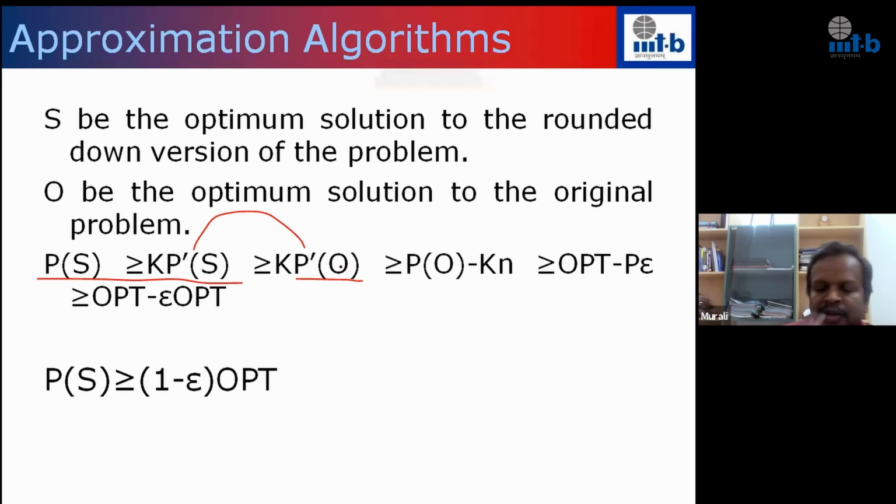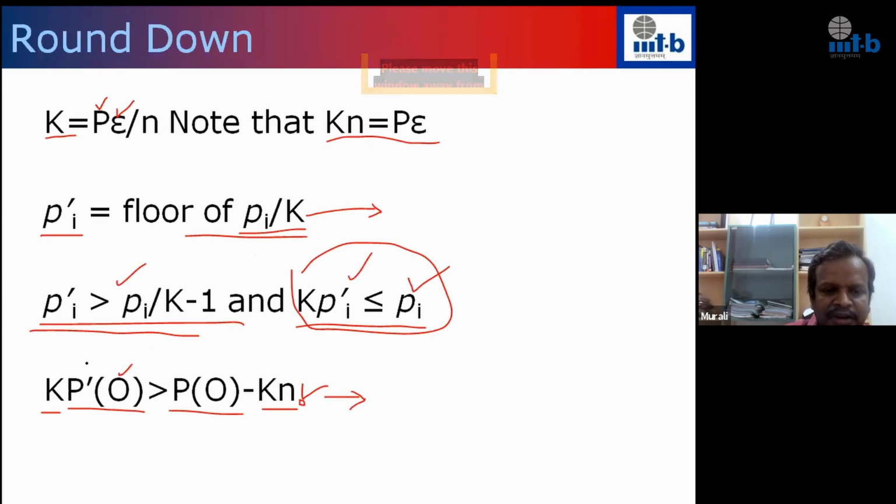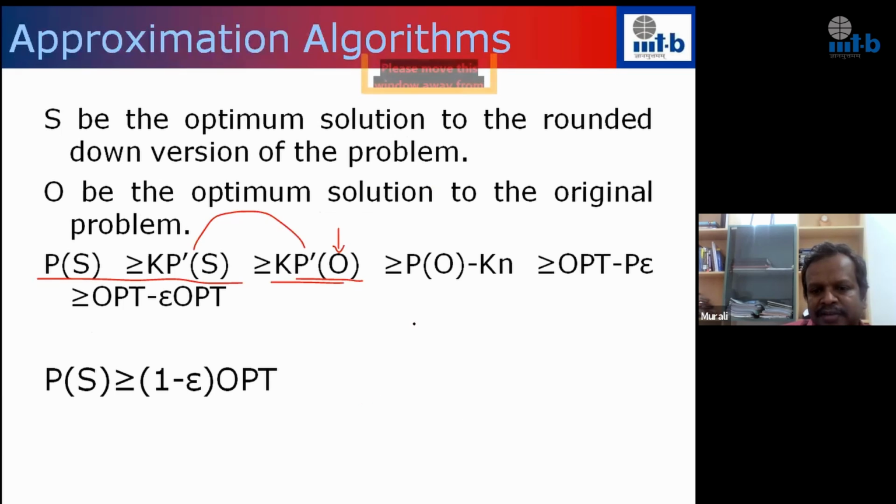Here, when you do P dash of O, if you look at the optimum solution and if you look at the rounded values of that, that is what P dash of O is. S will be bigger because S is the optimum to the rounded version. Okay, O is only the optimum to the original problem. But if you look at the rounded profits, you should have made more value by looking at the S. Okay, so now I'm just going to use the other equation that I wrote. So here, K times P dash of O will be greater than P of O minus K N. That's what I'm going to plug in here.